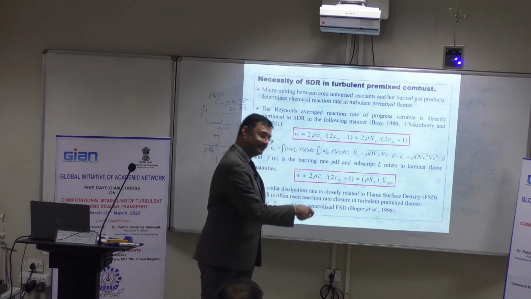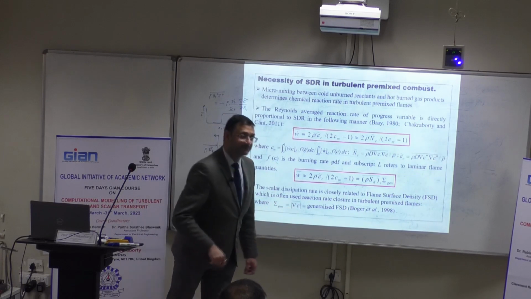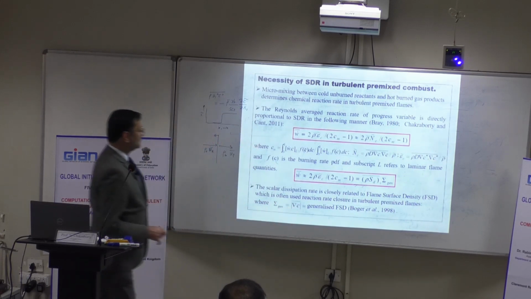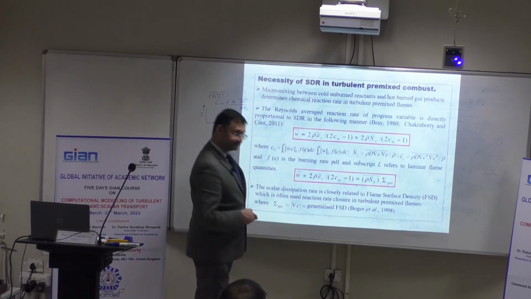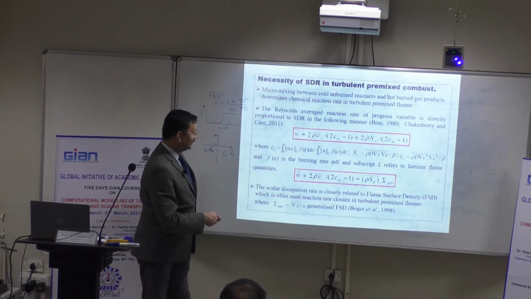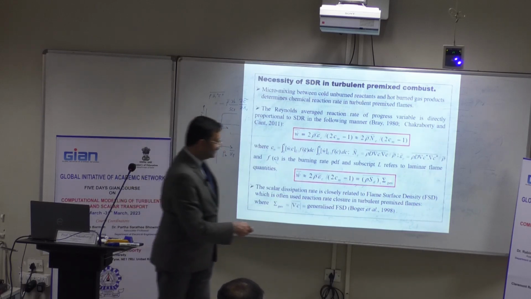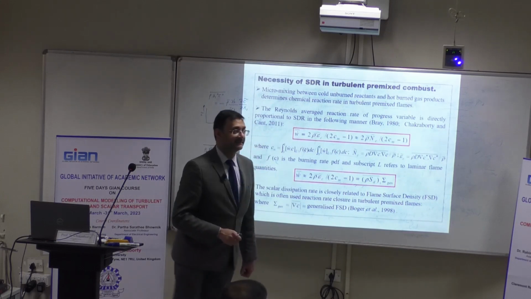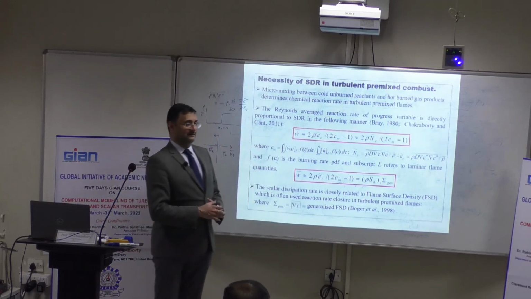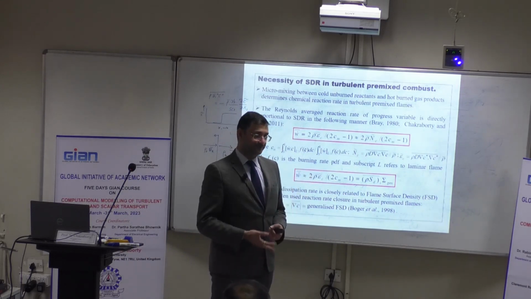We already did a tutorial problem between this one and this one, so you might remember that. There is another way to do the modeling of the mean reaction rate, which is by a quantity commonly referred to as flame surface density. Physically, it represents flame surface area to volume ratio.